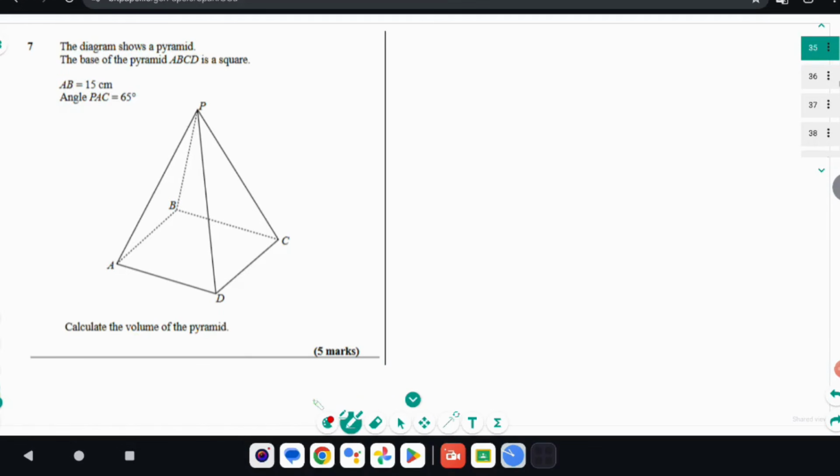Last question, question 7. Diagram shows a pyramid. The base of the pyramid is a square. AB is 15. Calculate the volume of the pyramid. You're not actually given this formula, so you're meant to know the volume of a pyramid is a third times area of base times the height. We already have our area of the base. It's a square. To find the area of the square is 15 times 15.